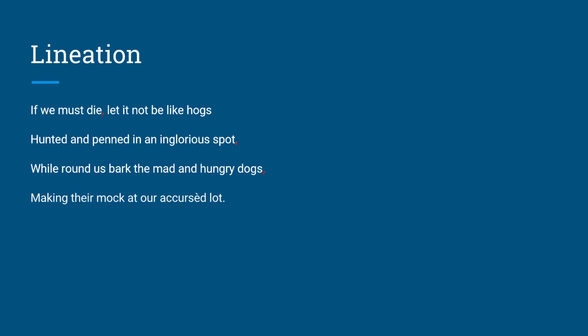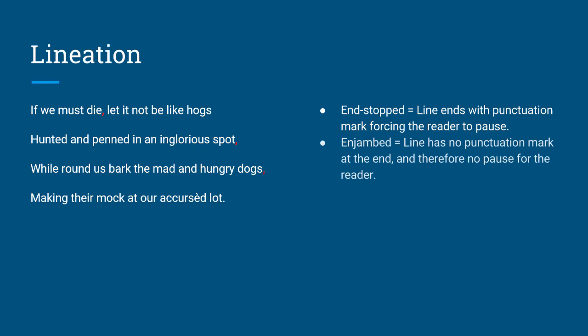So how do we describe the lineation of this first quatrain? If a line of poetry ends with some kind of punctuation, we say that that line is end-stopped. Which lines in that quatrain are end-stopped? Right, 2, 3, and 4. If a line of poetry does not end with any kind of punctuation, we say that the line is enjambed. We can see an example of enjambment with line 1 of "If We Must Die."